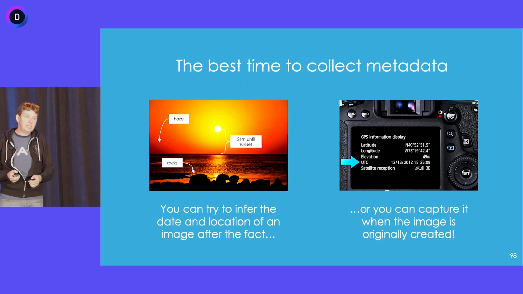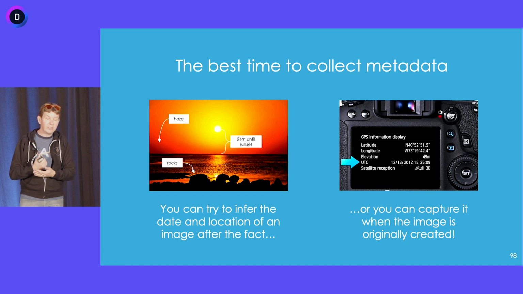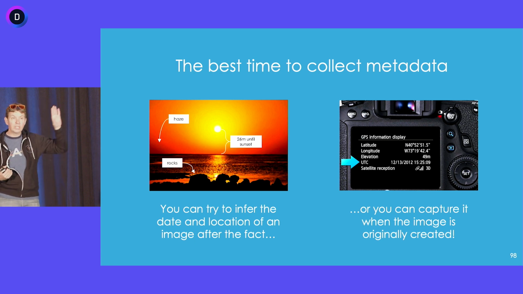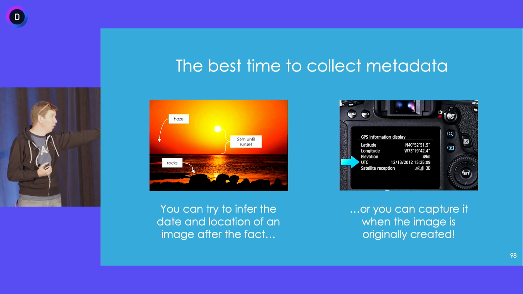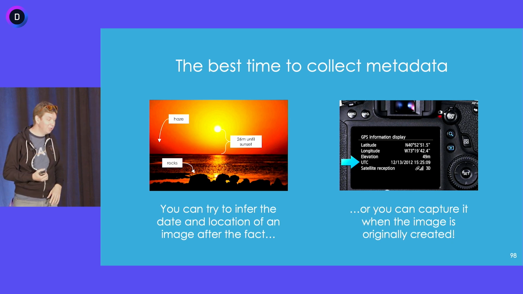And so one of the key directions for the OpenLineage project is really to say the best time to collect metadata is when things are happening, right? When you look at a picture, you could say, well, we could use machine learning and AI and so on to figure out metadata.